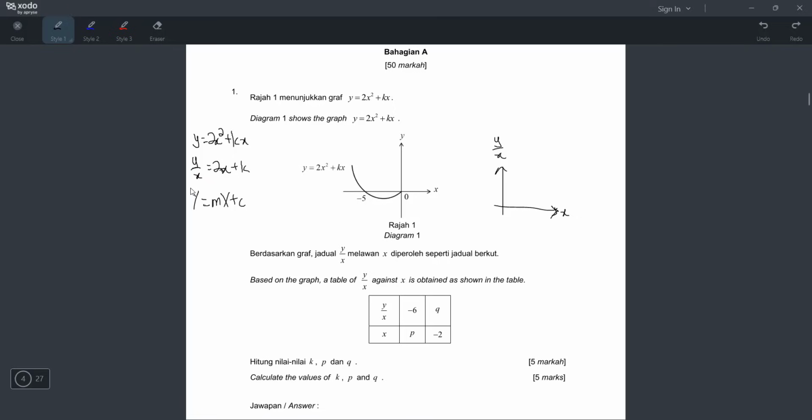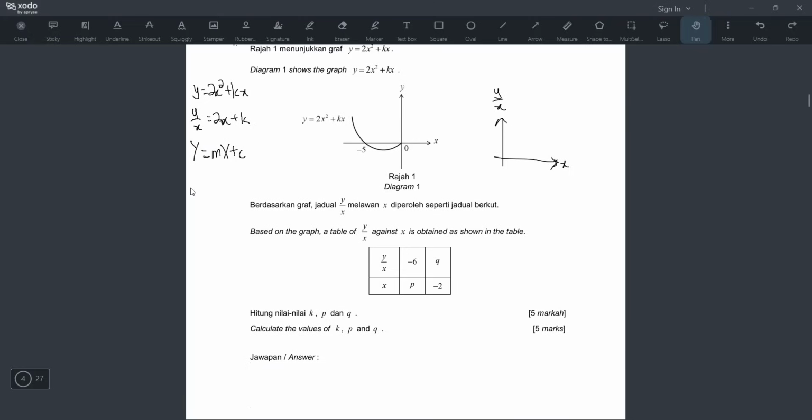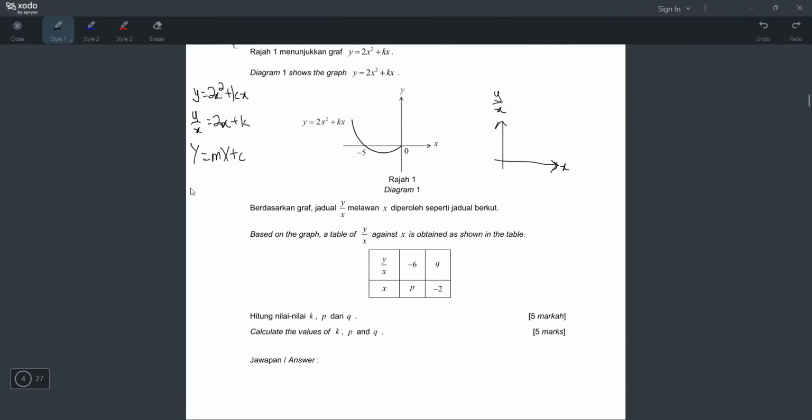So the first point is p, -6, right? Because we always write the x-axis first, then the y-axis. So remember now, your x-axis is actually the small x, and then the y-axis is actually your y over x. So the point here is p, -6, and another point which the line passes through is -2, q, right?